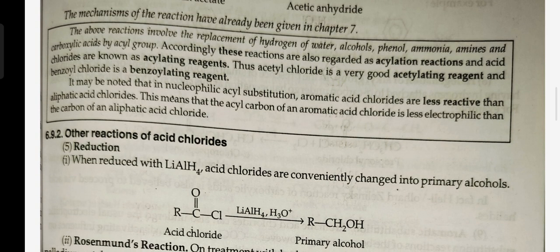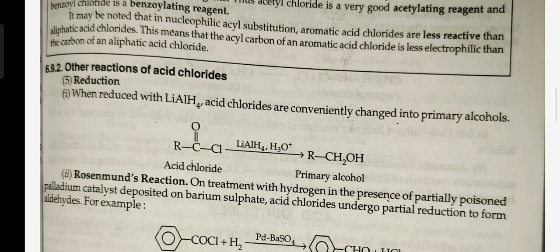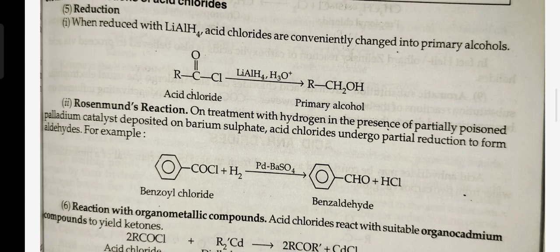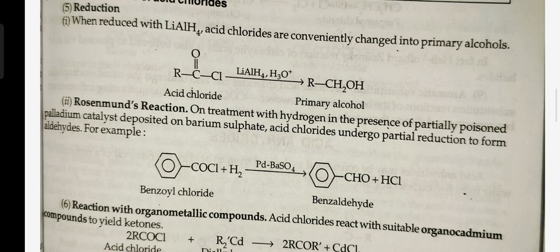Other reactions of acid chlorides. Reduction: when reduced with LiAlH4, acid chlorides are conveniently changed into primary alcohols. Second, Rosenmund reaction. On treating with hydrogen in the presence of partially poisoned palladium catalyst on barium sulfate, acid chloride undergoes partial reduction to form aldehyde. For example, benzoyl chloride plus hydrogen in the presence of palladium and barium sulfate gives benzaldehyde plus HCl.